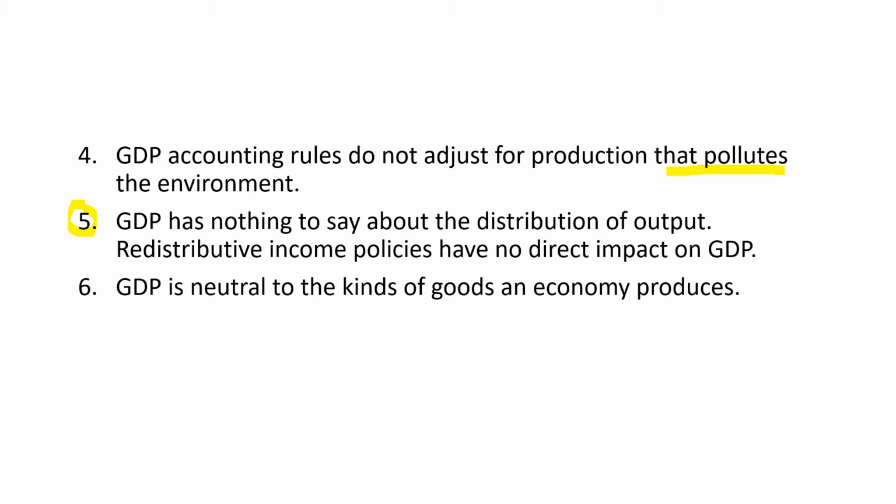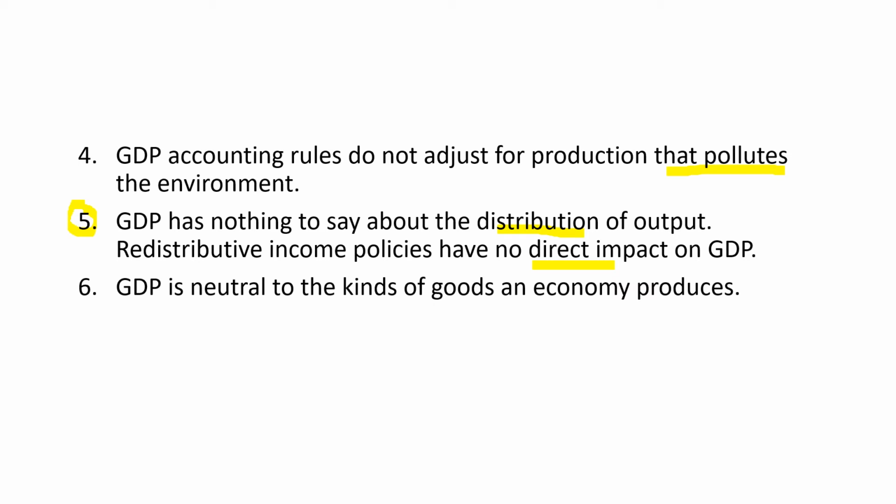The fifth limitation is that GDP has nothing to say about the distribution of output. Redistributive income policies have no direct impact on GDP. Okay, so if there is a high degree of inequality in income distribution, the majority of people do not really benefit from increased economic output. Why? Because they can't afford to buy most of the goods and services, right? So to accurately describe social welfare, it is essential to consider the income distribution.